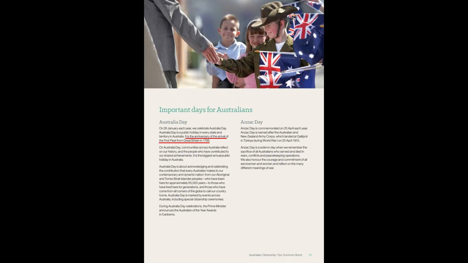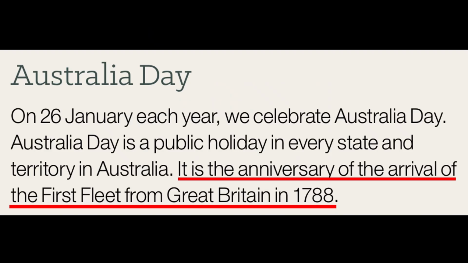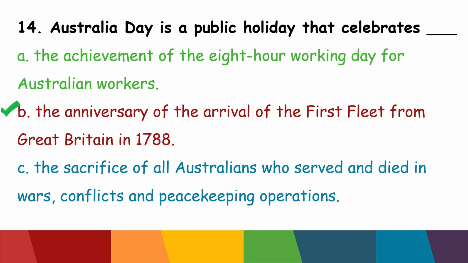We can see that page 13 in Our Common Bond says that Australia Day is the anniversary of the arrival of the First Fleet from Great Britain in 1788. So the answer is B. Australia Day is a public holiday that celebrates the anniversary of the First Fleet from Great Britain in 1788.